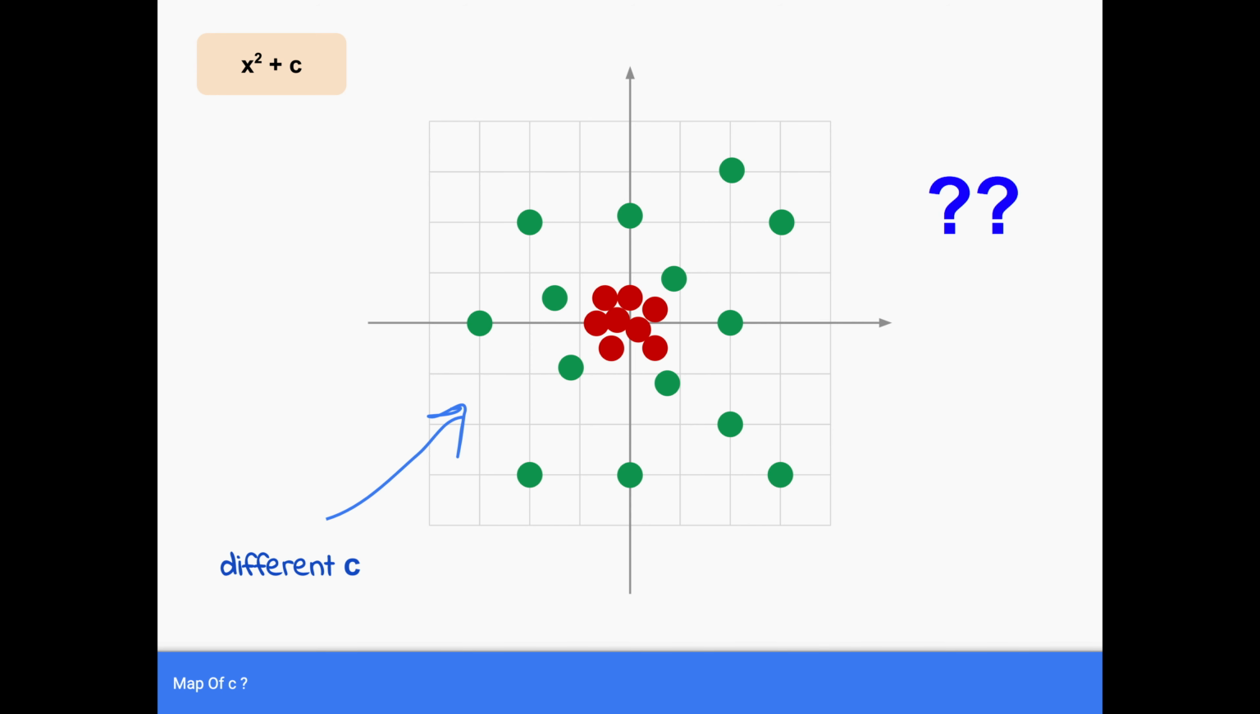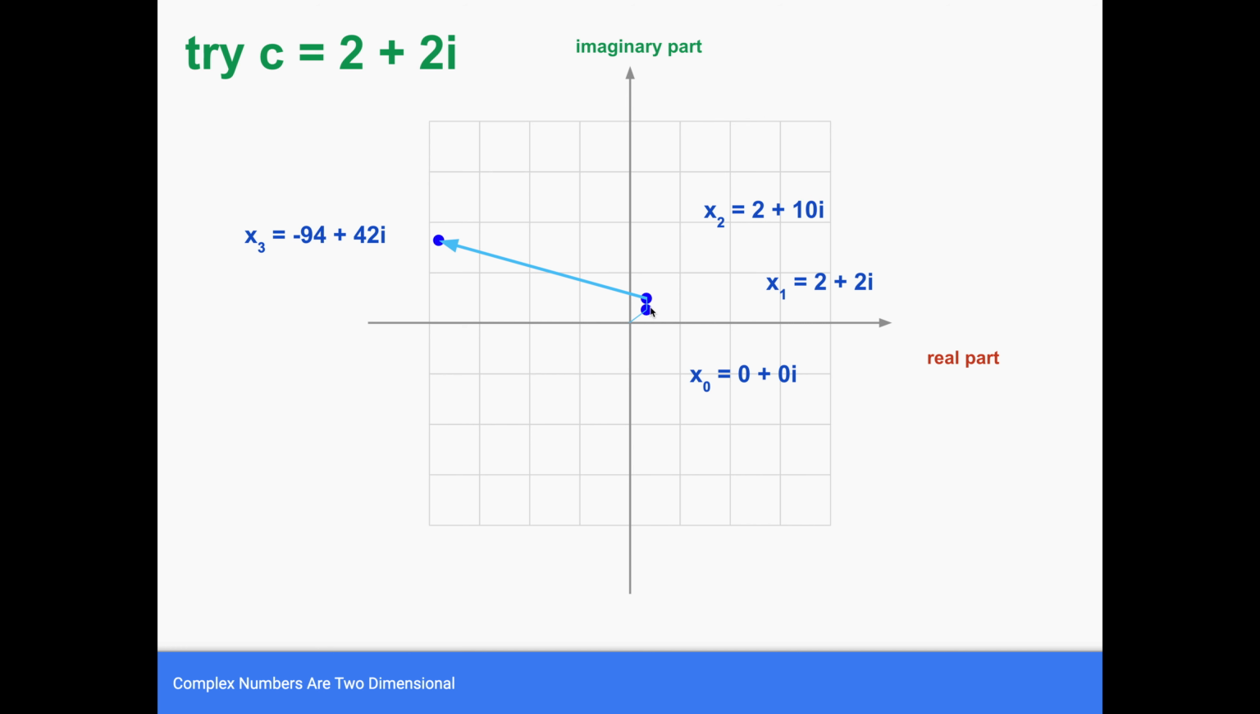But the question remains, what is the shape of the region in the middle? You know, what does the boundary between the two look like? My guess, it might be a circle or a square. That's kind of an initial guess. So let's look now at the actual process of iterating those numbers.